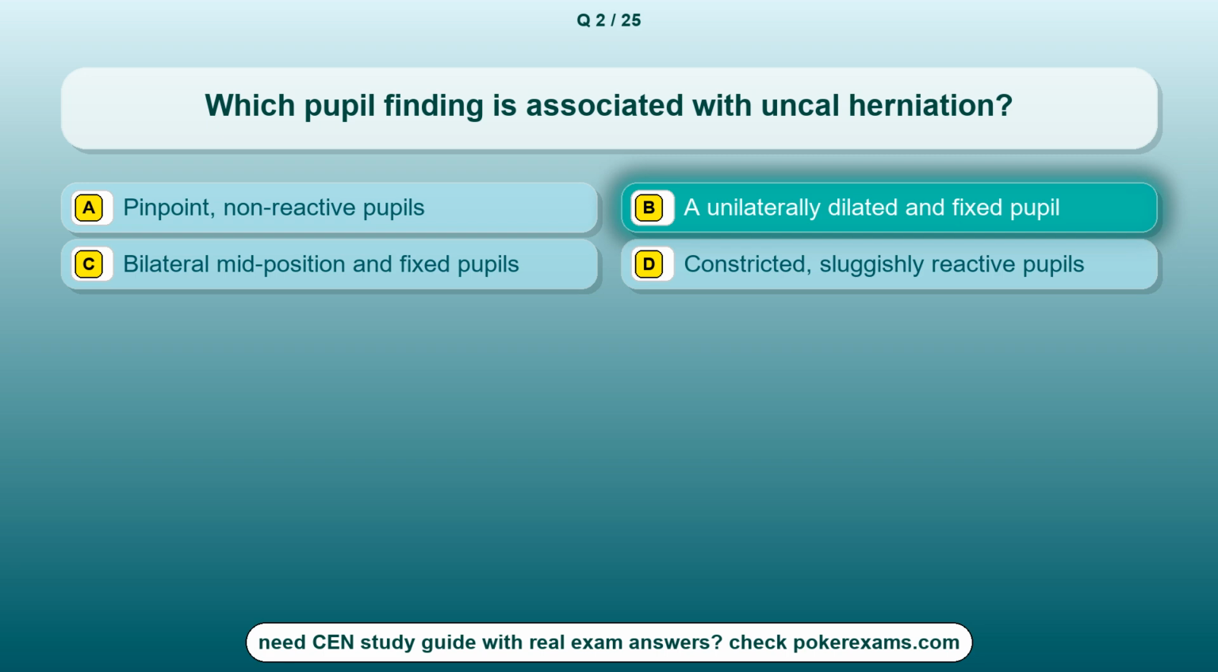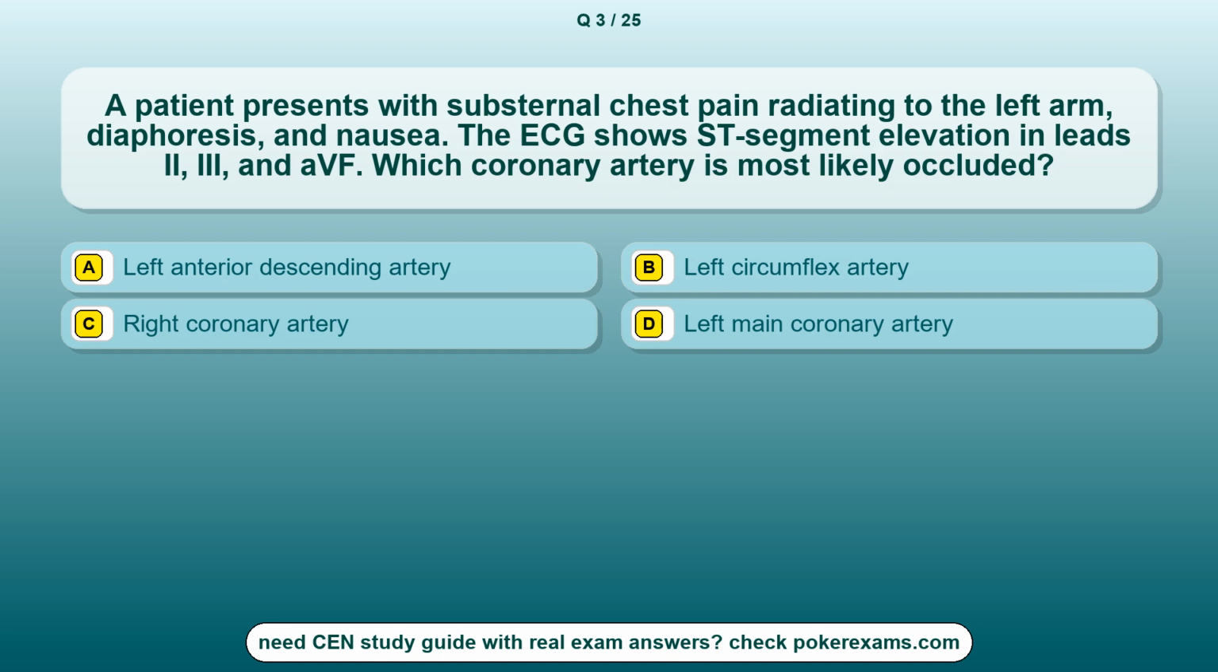The correct answer is option B. A unilaterally dilated and fixed pupil. Question 3. A patient presents with substernal chest pain radiating to the left arm, diaphoresis, and nausea. The ECG shows ST-segment elevation in leads 2, 3, and aVF. Which coronary artery is most likely occluded?